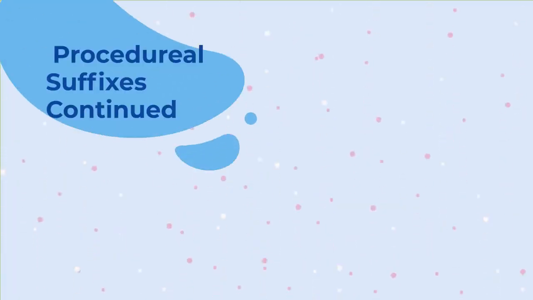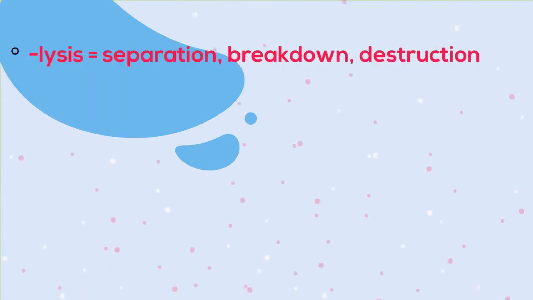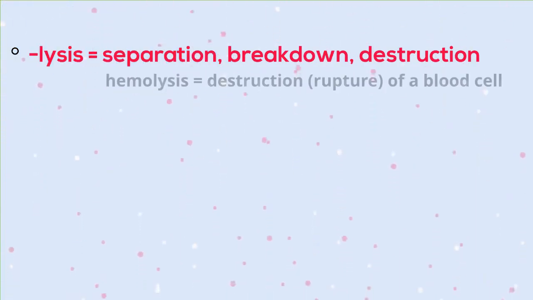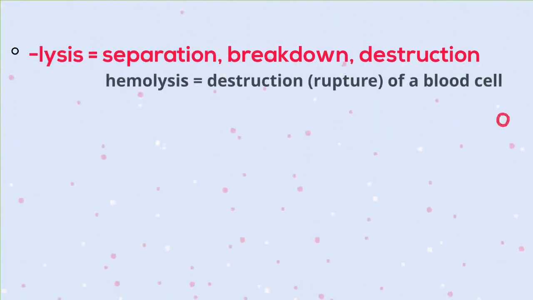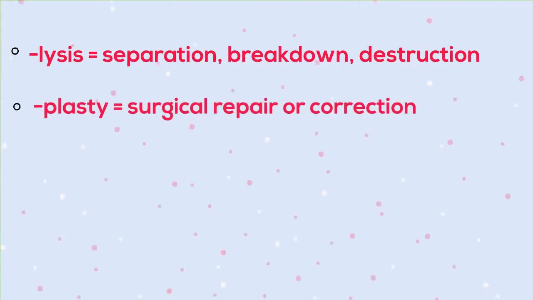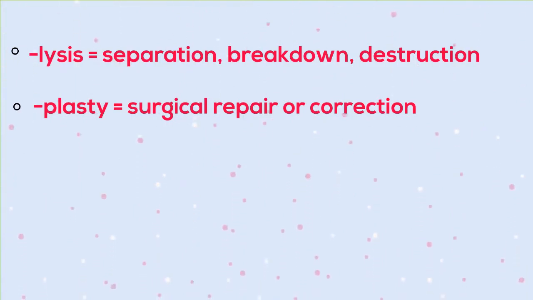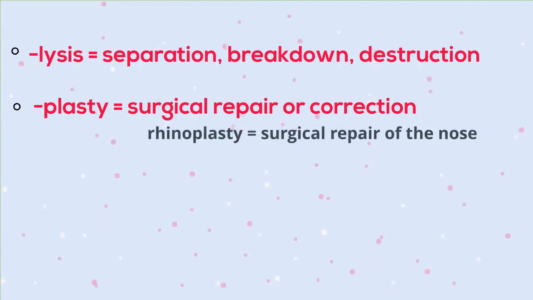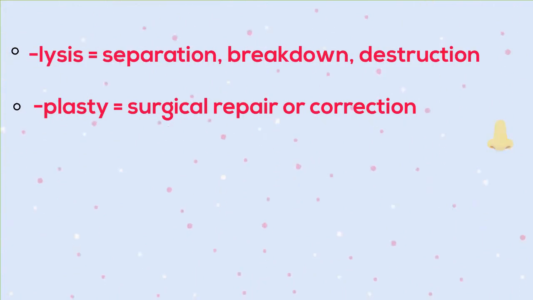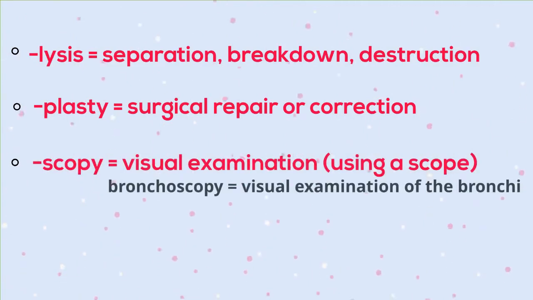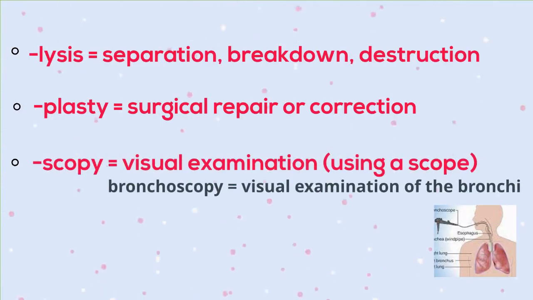Okay, for our next set of procedural suffixes, we have lysis, separation, breakdown, destruction. Hemolysis is destruction or rupture of blood cells. Plasty, surgical repair or surgical correction. Rhinoplasty, surgical repair of the nose. Scopy is process of visual examination. Bronchoscopy is visual examination of the bronchi.